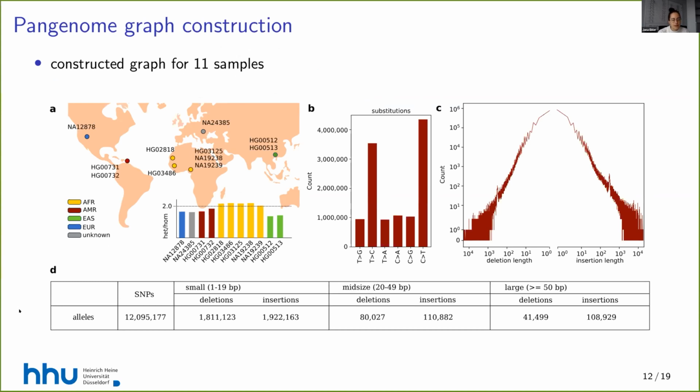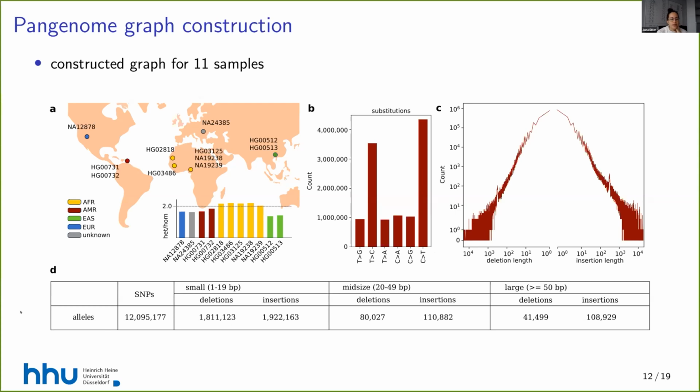In this figure, I'm showing some statistics about the samples and about the variant calls that we observe from these samples. In panel A, we can see all the samples which are part of the graph, and that they stem from various populations. Panel B shows the different substitutions that we observe for the SNP calls that we make from these 11 samples. We can see that we have twice as many transitions as transversions, which means that we have a transition-transversion ratio of around 2, which is a good sign, and shows that the SNP calls are of good quality. Then we also looked at the length distribution of deletion and insertion alleles, which is shown in panel C. Also here we can see that this is quite balanced, which is also a good sign.